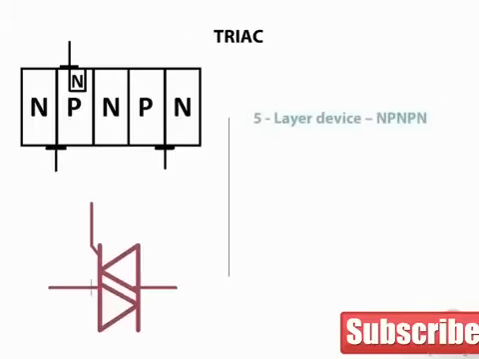The TRIAC is also a thyristor, and it is a 5-layer device. Here's the schematic symbol. It switches AC current. Like the SCR, it is either full on or full off. Unlike the SCR, it is not latching.